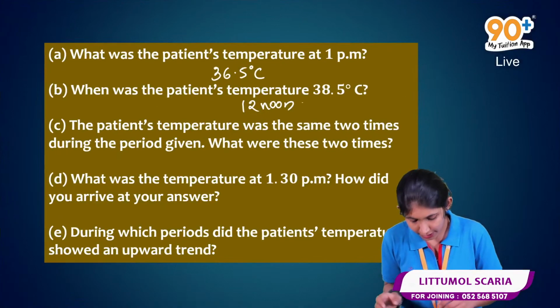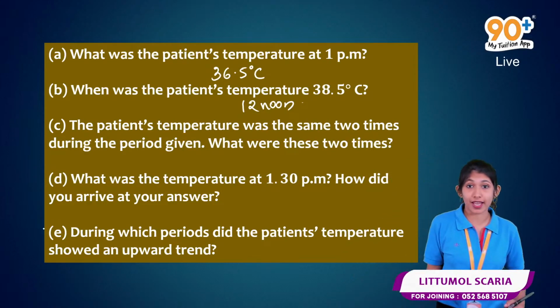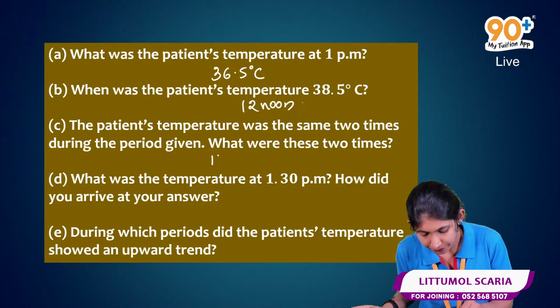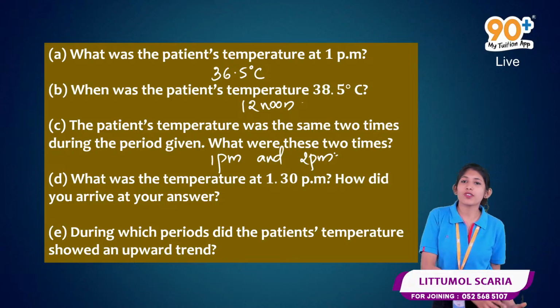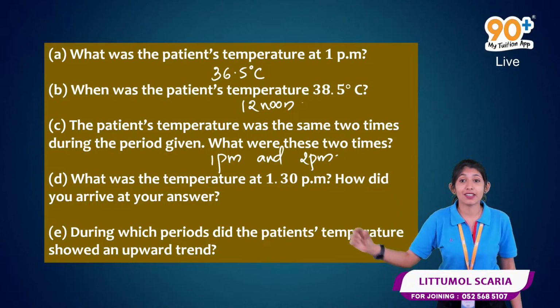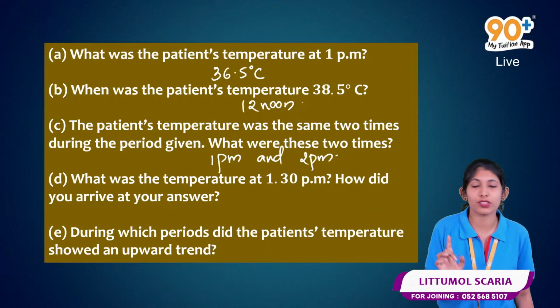So these are like 5-mark questions that can be asked. A graph will be given, some sub-questions will be given, and so simple, right? 1 p.m. and 2 p.m. During your exam, how are you supposed to write? The patient's body temperature was the same at 1 p.m. and 2 p.m. Write it as a sentence. Don't write it as a single word. You know it, right?